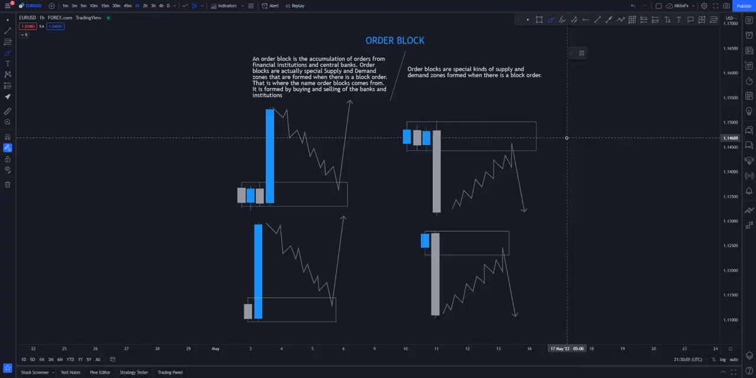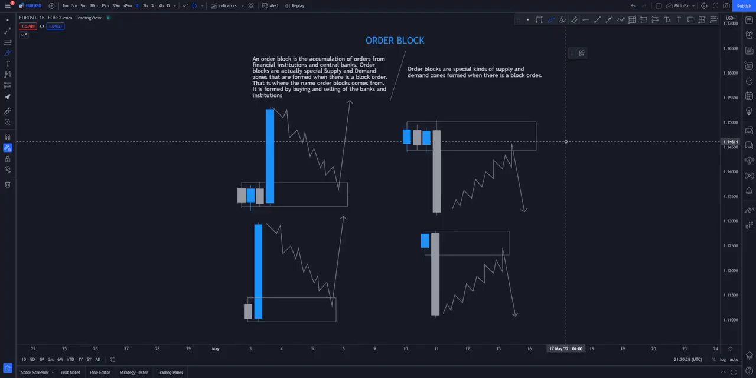What are order blocks, basically? You have been trading the financial markets, you have been hearing about SMC, smart money concepts, and you are hearing about order blocks. You see people using them on their charts and they say they trade order blocks. What are order blocks? An order block is an accumulation of orders from financial institutions and central banks.